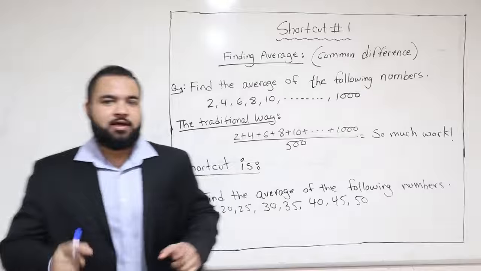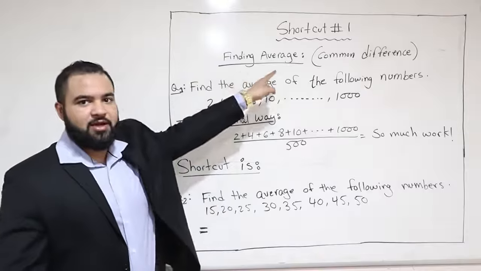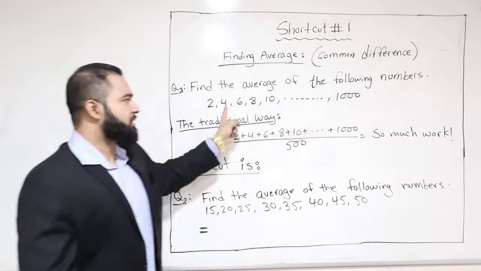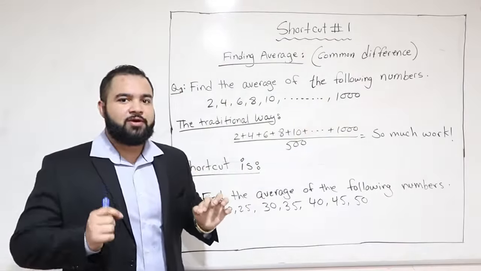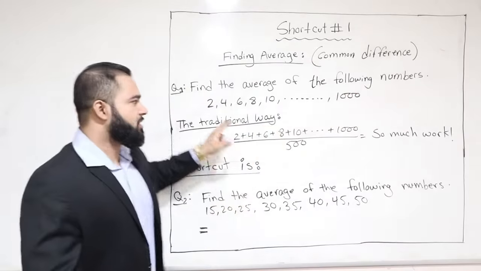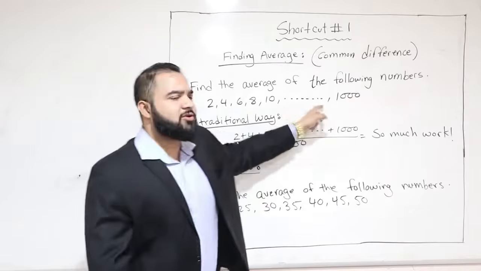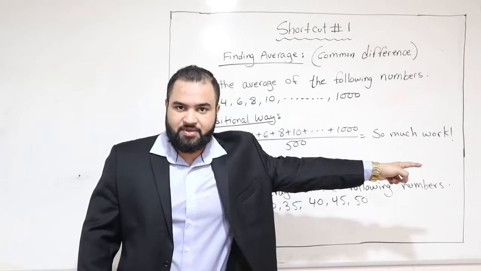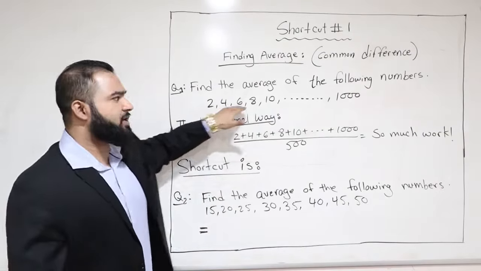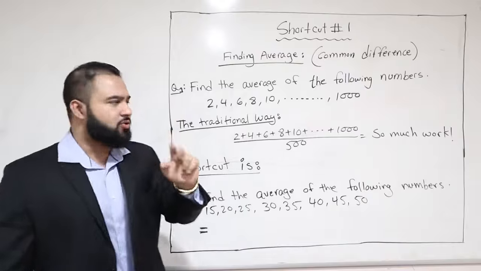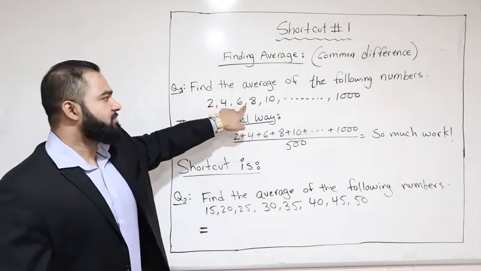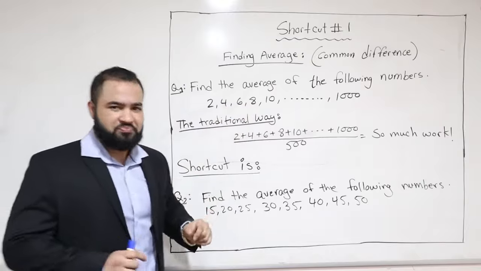My first shortcut is about finding average. This technique works when there is a common difference between the numbers. For example, my first question is, find the average of the following numbers. The numbers are 2, 4, 6, 8, 10, and it goes all the way to 1000. There is a common difference of 2. If you can see, between each and every number, there is a common difference of 2. Like the difference between 2 and 4 is 2, difference between 4 and 6 is 2, and between 6 and 8 is 2, and so on.